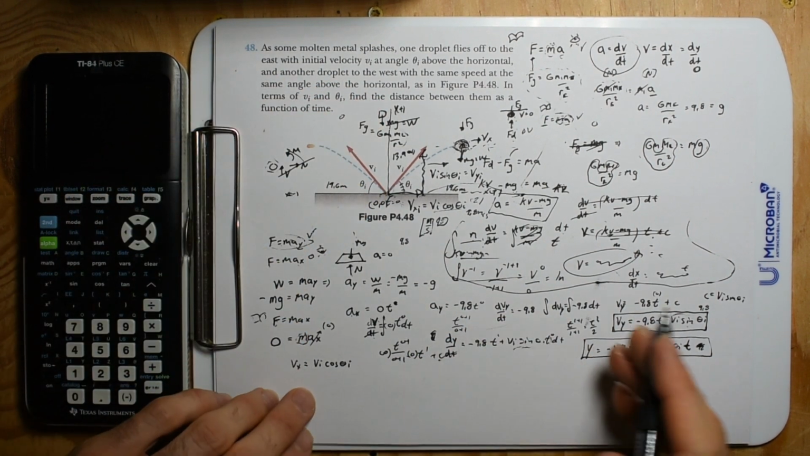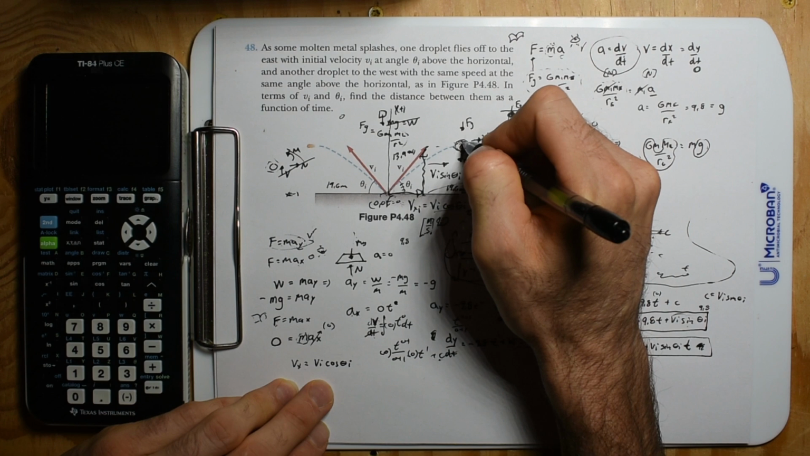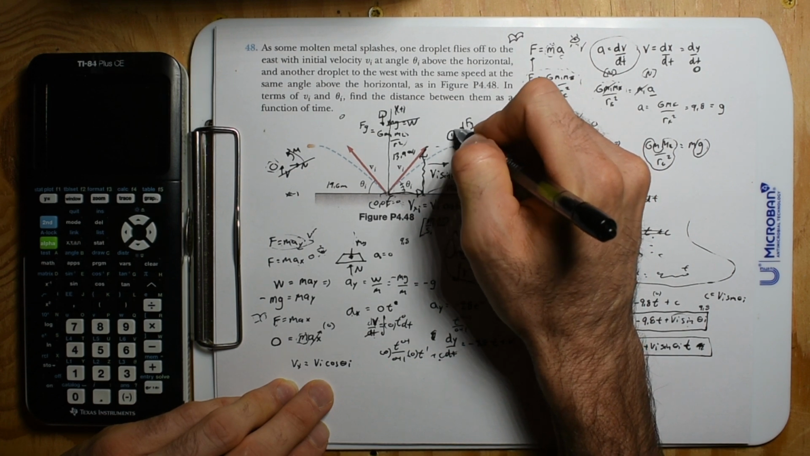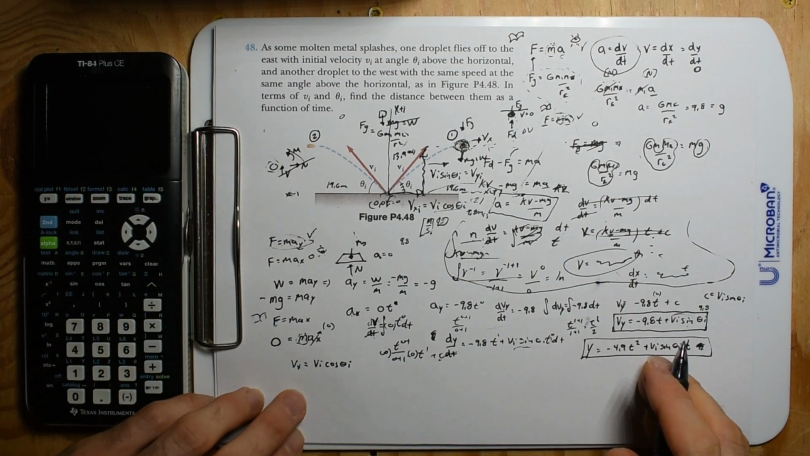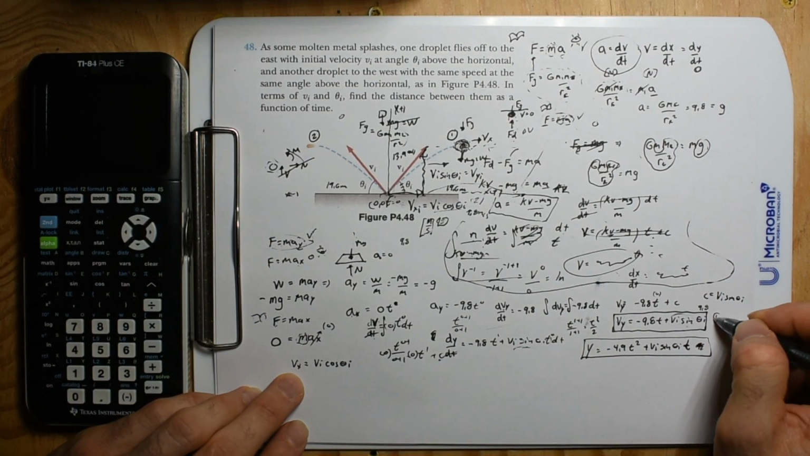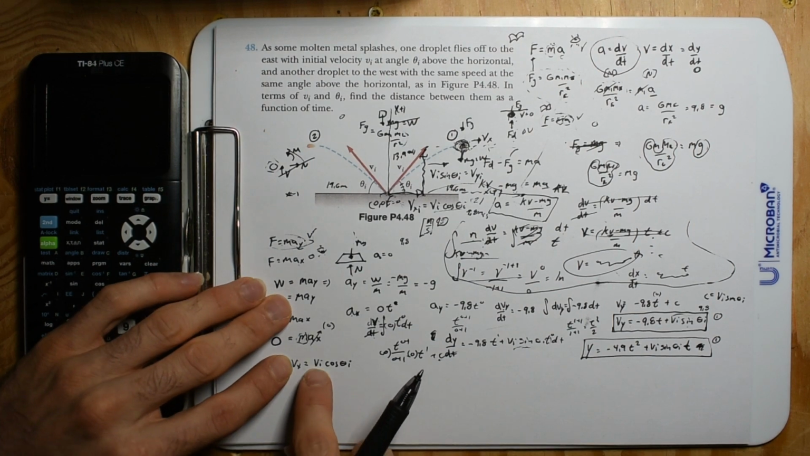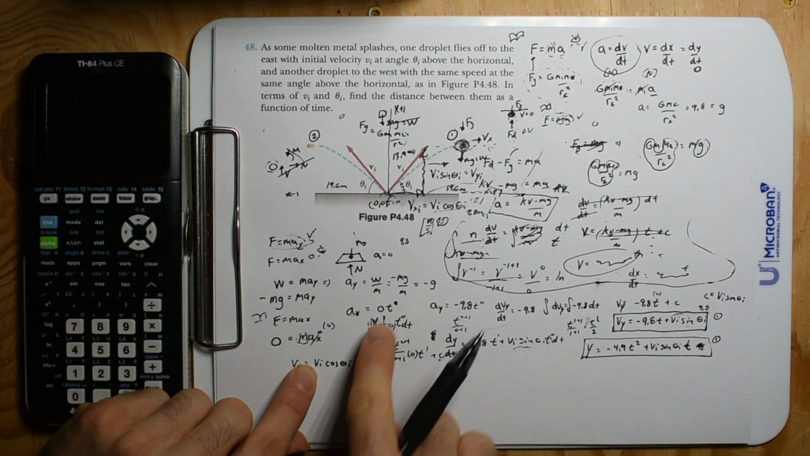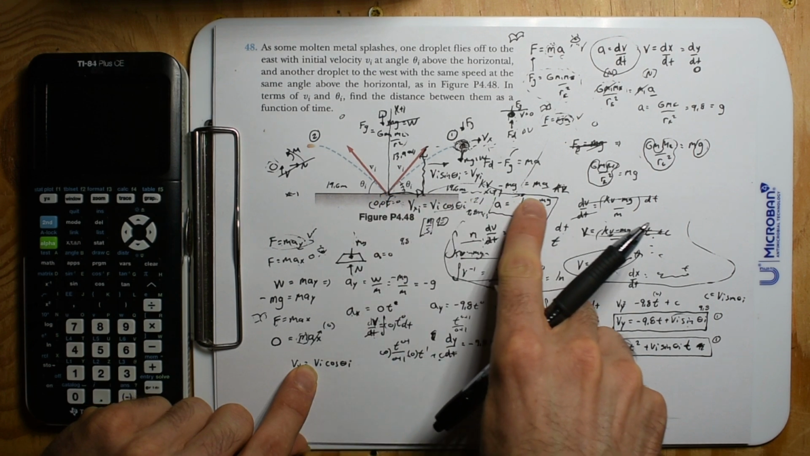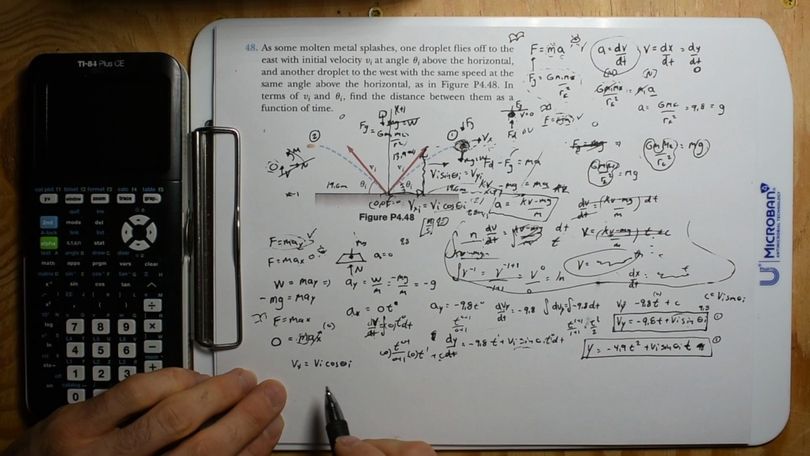Now this reminds me, I'm going to call this molten splash 1, and this is molten splash 2. So what we've been doing is equations for 1, and then the equations for 2. Obviously the velocity will be in the opposite direction. If this is a positive v initial cosine theta initial in the positive x direction, then the other droplet will be going the other way.